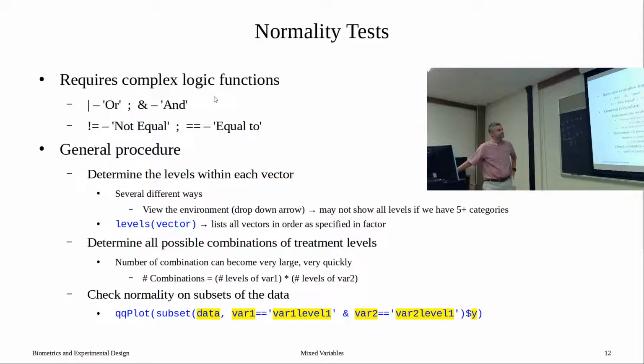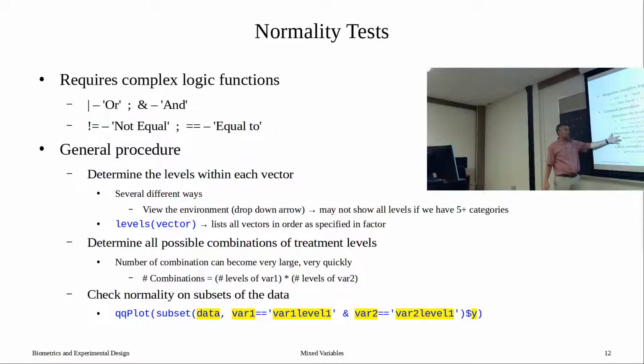All right. Just to note, we're also using the double equal sign. That's our logical for equal to. If we were doing something for not equal, it would be an exclamation point and then an equal sign. Are we going to use that? Highly unlikely. All right. So the general procedure for doing this is to look at the levels so that we know what to include in our subset function. We can access that using the levels function.